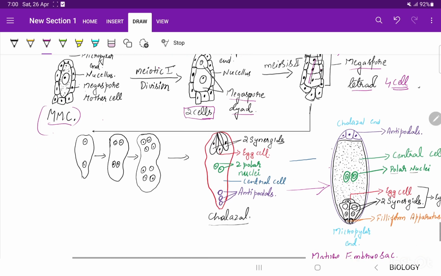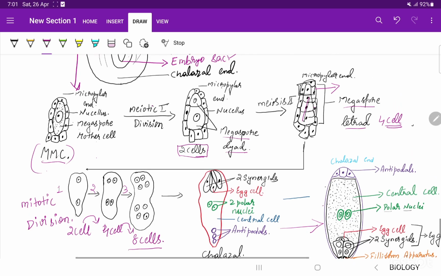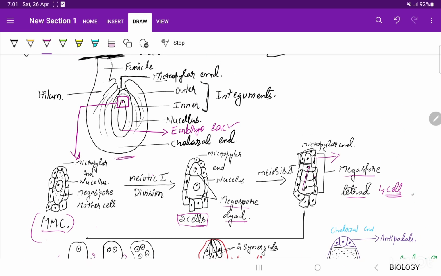That 1 cell will continue the process by mitotic division. By mitotic division, first 2 cells are formed. Further mitotic division forms 4 cells. Further mitotic division forms 8 cells. So, mitosis first time, second time, 3 consecutive times mitotic division takes place to form 8 cells in the embryo sac of the ovule here.